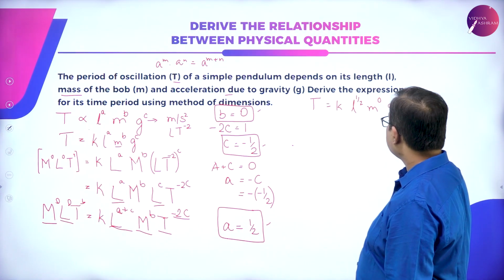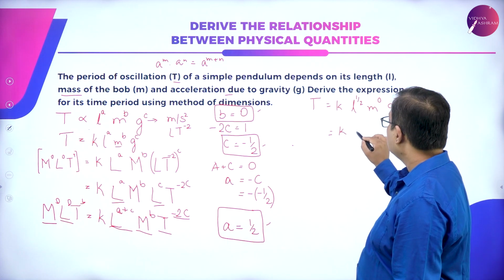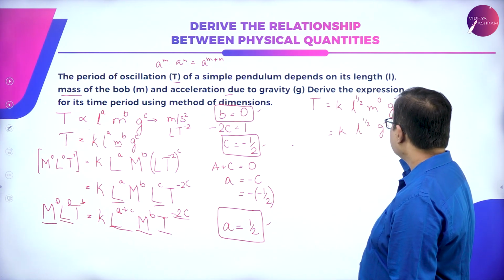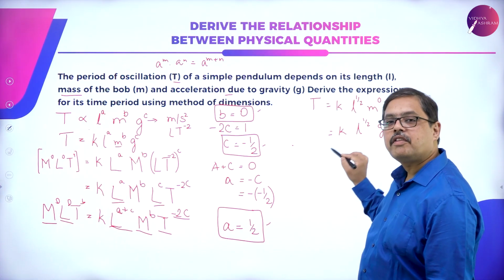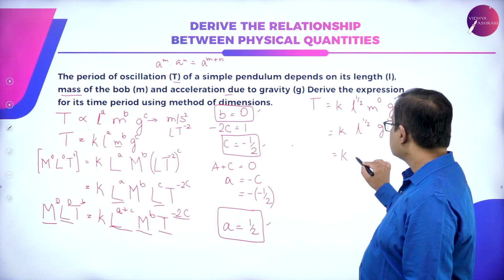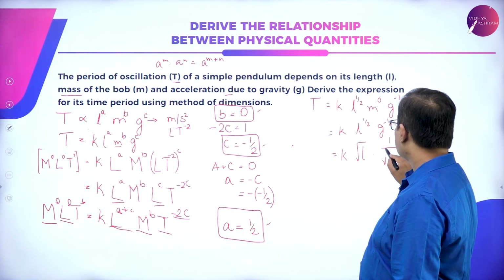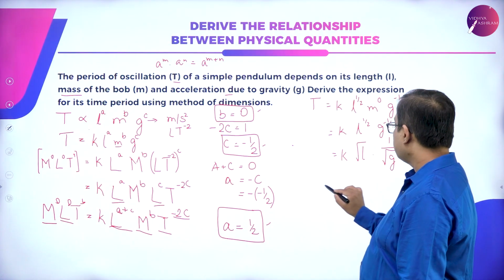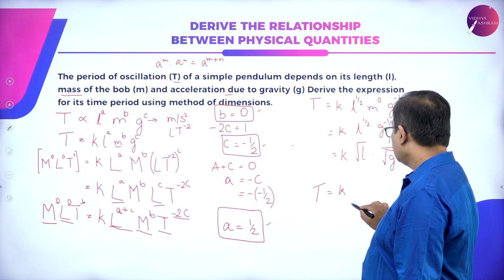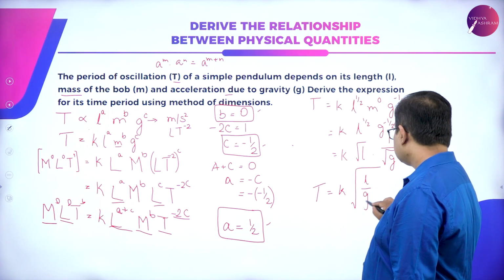C is minus half. So you are left with K into L to the power half, G to the power minus half. What is to the power half? Power half is nothing but square root. So this is square root L into 1 by square root G. So I am left with T is equal to K into square root of L by G.